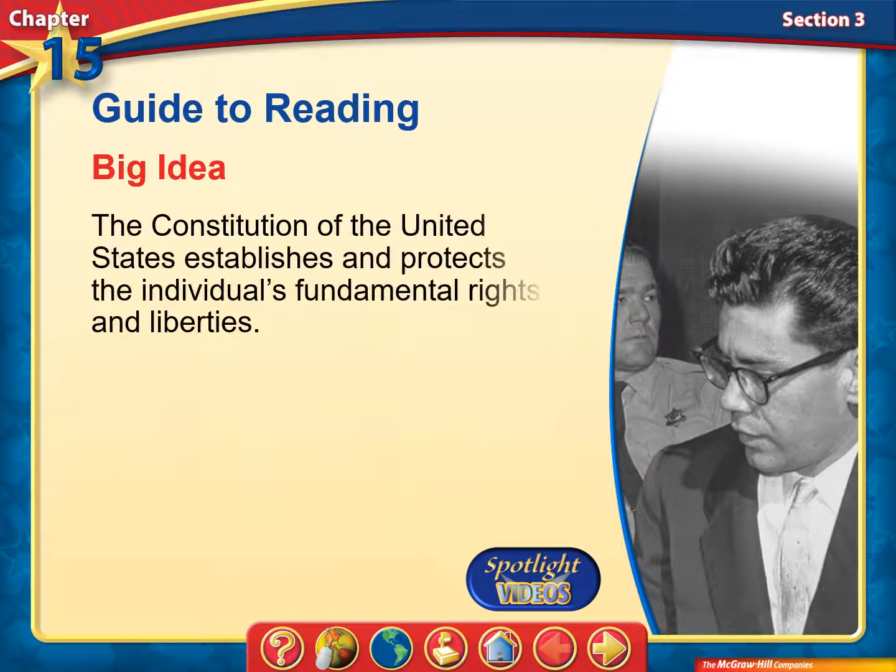Chapter 15, Section 3, and it's titled The American Legal System. And we're going to be learning about the Constitution of the United States and how it establishes and protects the individual's fundamental rights and liberties. And so some terms that we'll see.